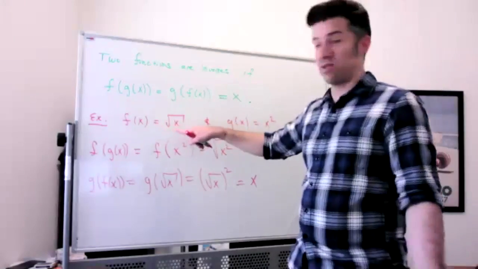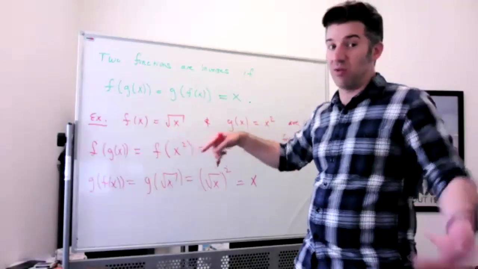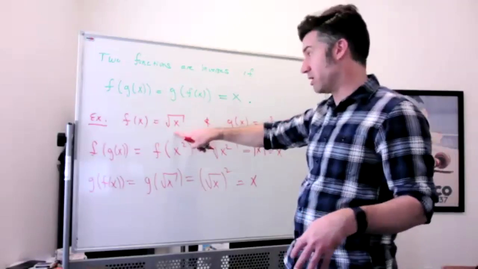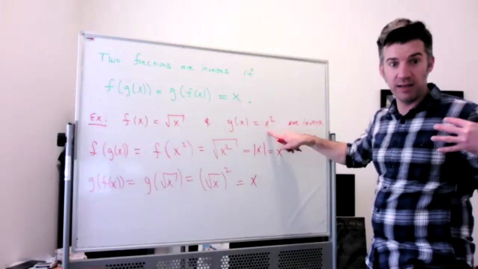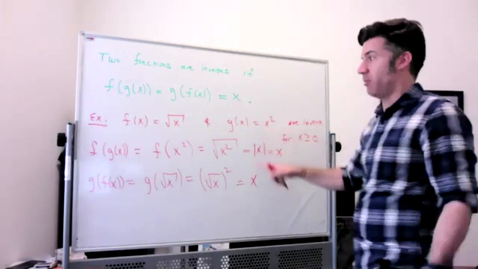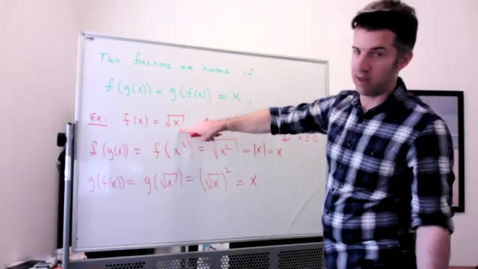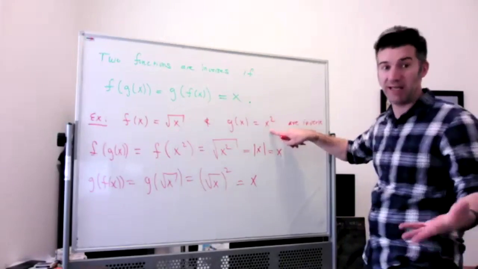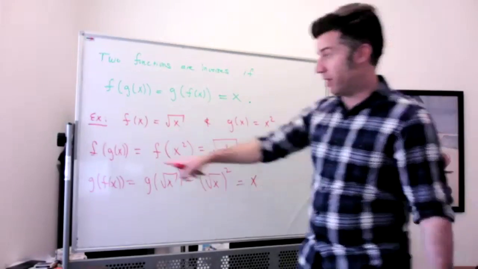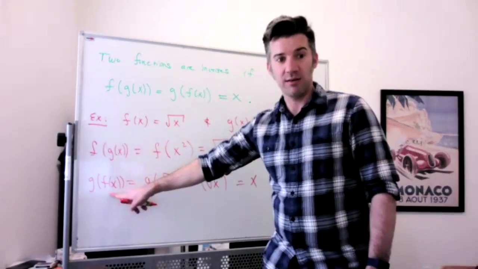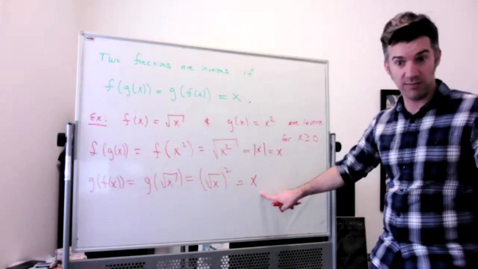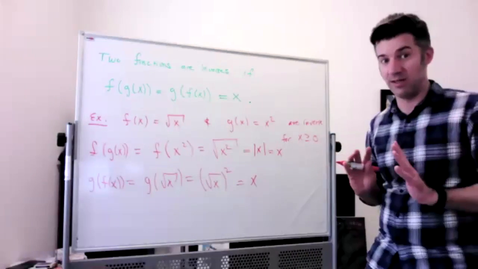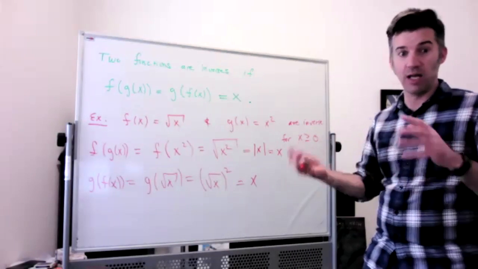f of x takes the square root of a number. So let's say you started with 9, the square root of 9 is 3. And then if you put 3 in here, g undoes what f just did. It gives you back the number you started with. So I plugged in 9, square root of 9 is 3. I took that 3 and plugged it in here, and 3 squared got me back to 9. So f does something, g undoes it, and we get back to the x value that we started at. That is the whole idea with inverse functions, that they completely undo what the other one did.